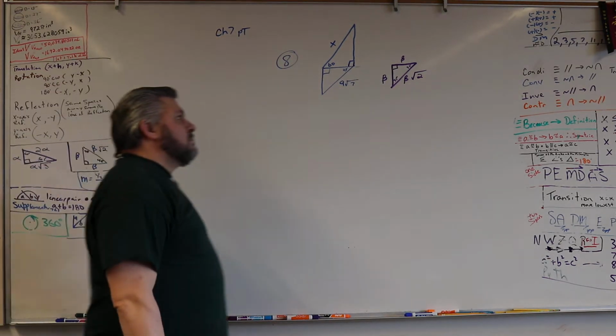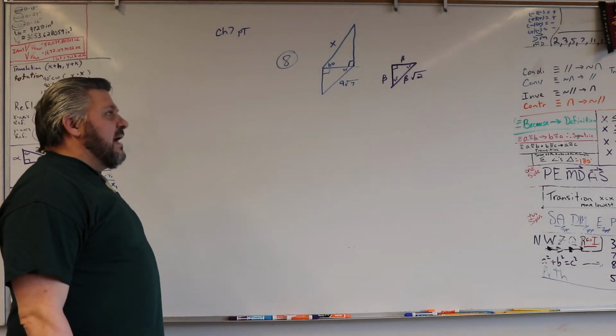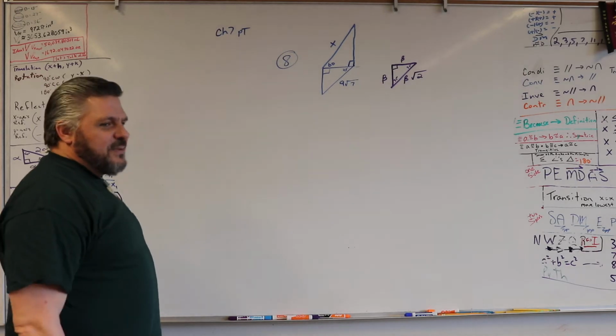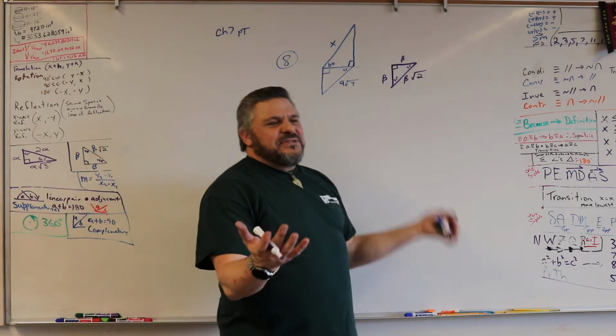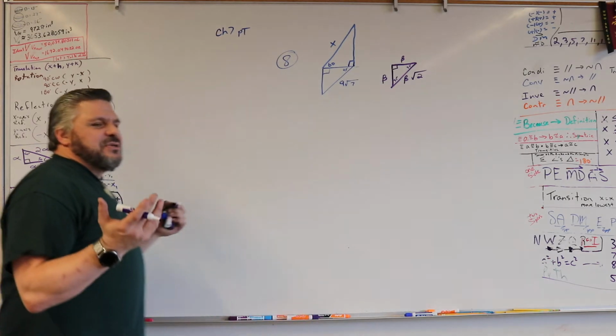So all we would have to worry about or remember is, is it across from 90? Yeah, across from 90 is beta square root 2. The other two, it's half a square. 45 is half a square.